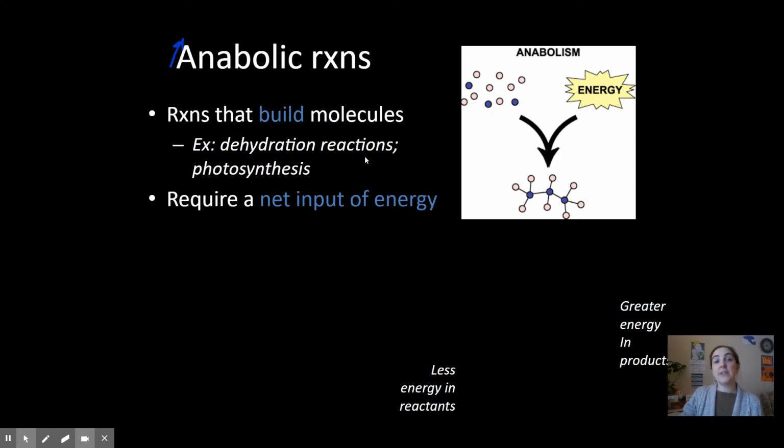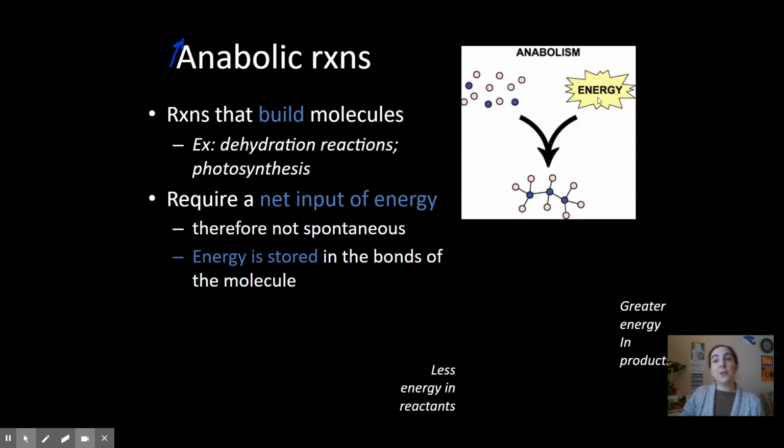And some examples of this are things like dehydration reactions. If you remember those from a long time ago in our chemistry unit, dehydration reactions are when we kind of pull a hydrogen off one and an oxygen and hydrogen off the other to make a water molecule. And in the process, that forms a bond between those 2 monomers. Photosynthesis is another example. We take small molecules like carbon dioxide and water and attach them together to build something bigger like glucose. These all require an input of energy, and so they don't happen spontaneously. And that energy that we put in is stored in the chemical bonds that are formed between those atoms.